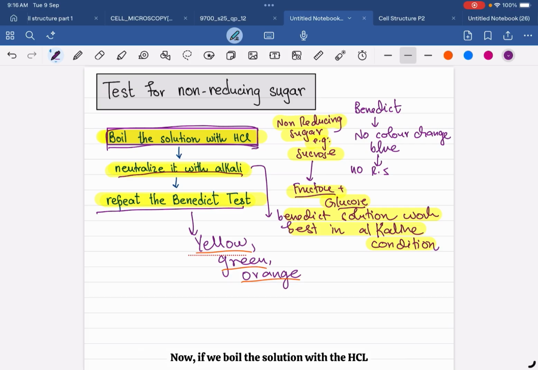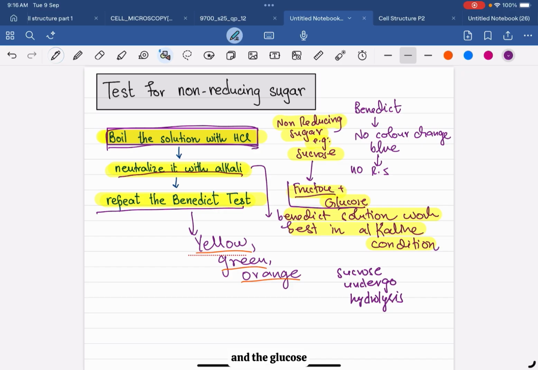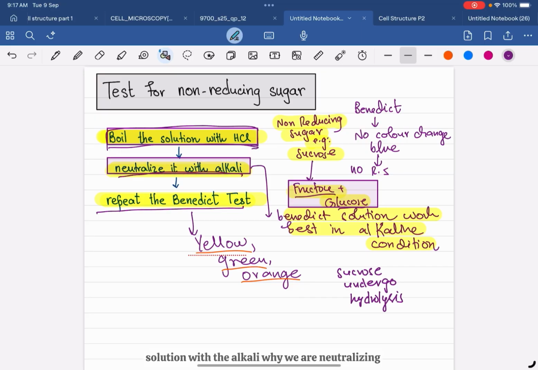If we boil the solution with the HCl, it causes the sucrose to undergo hydrolysis and break down into its monosaccharides, which are fructose and glucose. And we know that fructose and glucose are reducing sugars, so they can in turn react with the Benedict solution. So the reducing sugars fructose and glucose are formed when we boil the solution with the HCl due to the hydrolysis of the sucrose. Then we will neutralize the solution with the alkali.